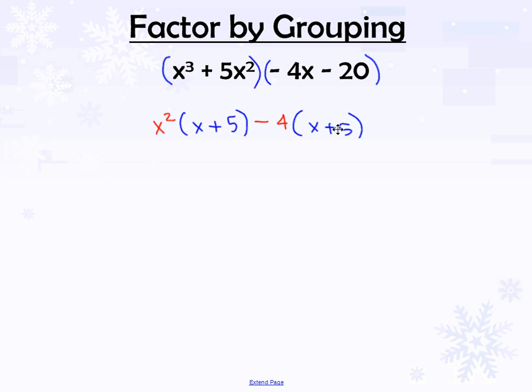So I'm going to start with what went into both of them. They each have an x plus 5. What I was left with was x squared minus 4.